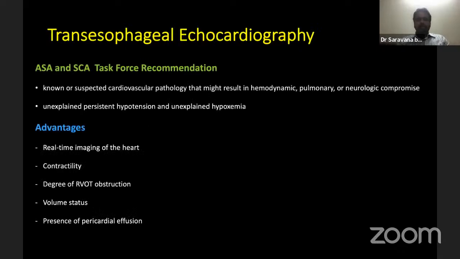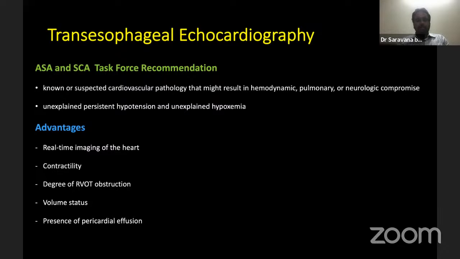So coming to the transesophageal echocardiography, is it a necessary tool? Most centers may not have a TEE machine or TEE probes. But in these high-risk cases, where there are chances of airway compression or vascular structure compression, TEE is much more useful to give us real-time imaging of the heart, assess the contractility of the heart, and see if there is any right ventricular outflow tract obstruction or pulmonary artery obstruction. Also, it helps assess the volume status of the patient, because with vascular compression there can be a lot of volume loss and we may not know whether the heart is filled up or not. So with TEE, we can assess all these things.